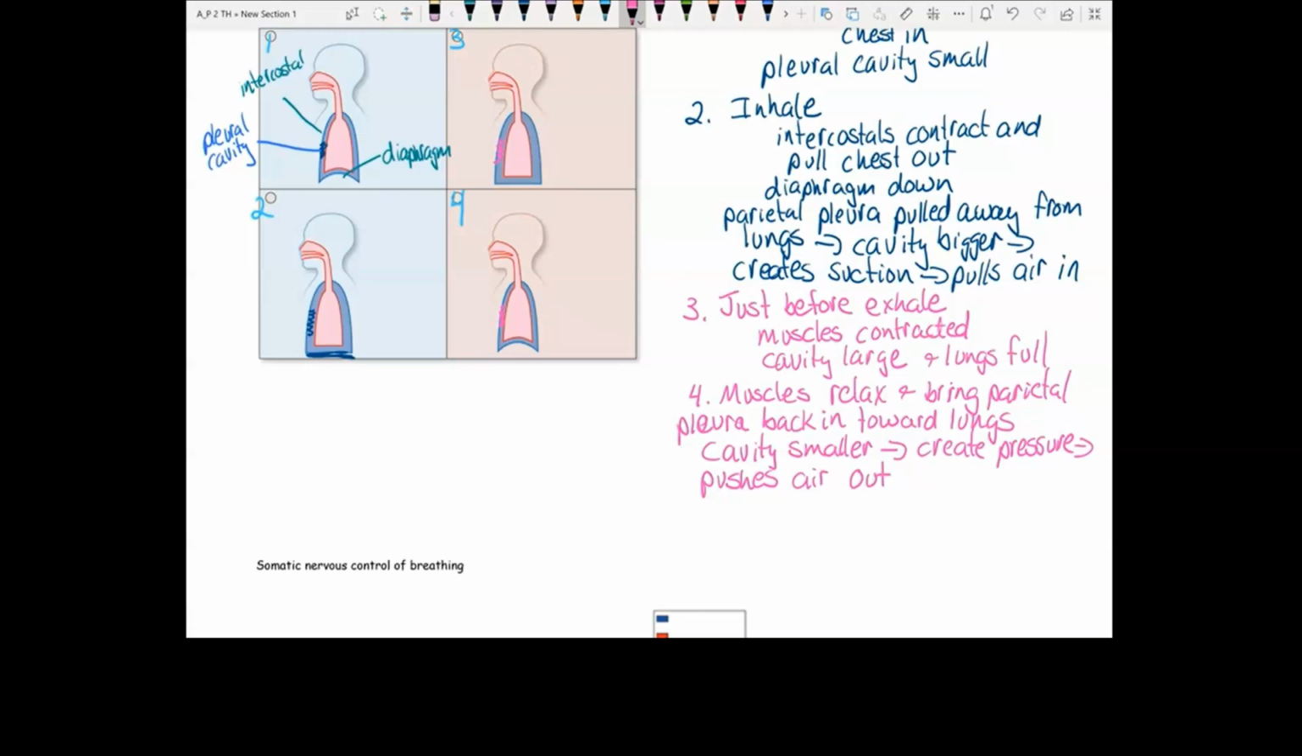So the main idea here is that your muscles are contracting and pulling the parietal pleura away from the lungs, which makes the cavity bigger, which creates suction and pulls air in. Then your muscles relax and they bring that parietal pleura back toward your lungs. That makes the cavity smaller, which creates pressure and pushes the air out. And that's how you inhale and exhale.